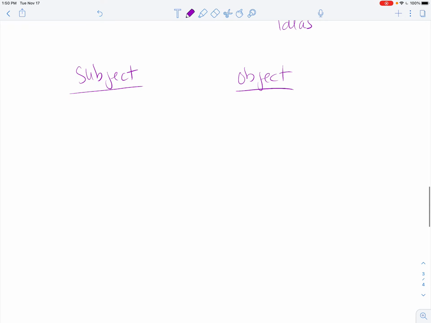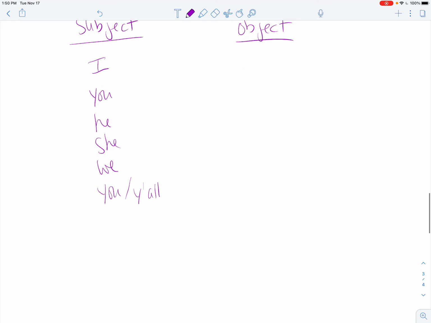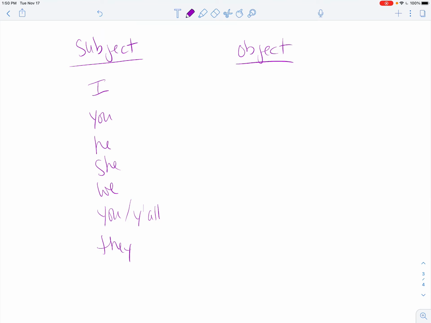So the subject pronouns that you know are the words I, you, he, she, we, you, or y'all, as I tend to use to emphasize the plural, and they. And we know these words in French to be je, tu, il, elle, nous, vous, il, elle, plural. But what we're going to talk about today are the object pronouns. And in English, these are the words me, you, him, her, us, you or y'all, and them.